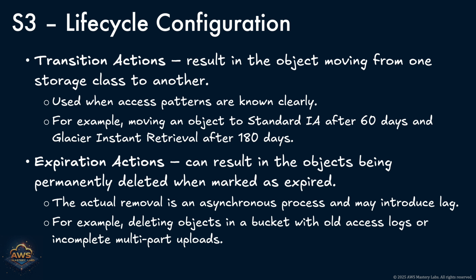S3 expiration actions are an essential part of Amazon S3's lifecycle management features, designed to help customers automatically manage object lifespans and reduce storage costs over time. Much like transition actions, which move objects between storage classes based on their age, expiration actions focus on defining when objects should be deleted from a bucket, freeing up storage and keeping data environments clean and efficient. These actions can be configured through lifecycle policies to automatically remove the current version of an object once it reaches a certain age.